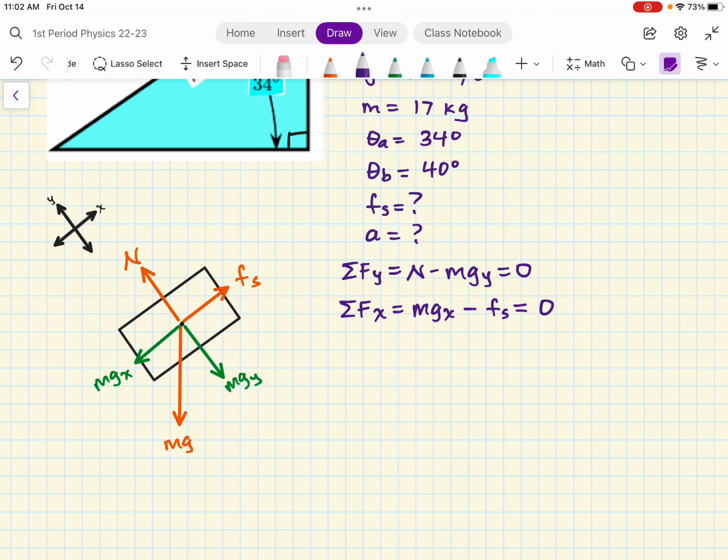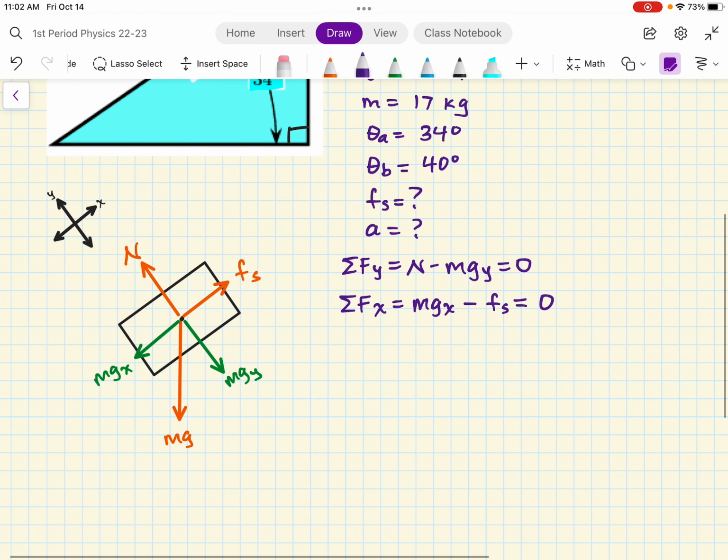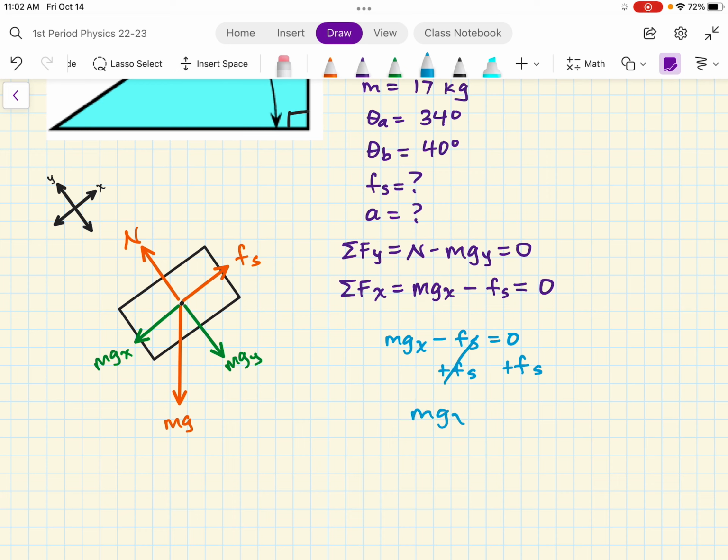I said I was going to use blue for that one, so I'm going to use blue. So we have mgx minus force of static friction is equal to 0. I'm going to move static friction to the right, which is the same thing as adding force of static friction to both sides of my equation. So now I have that mgx is equal to force of static friction.